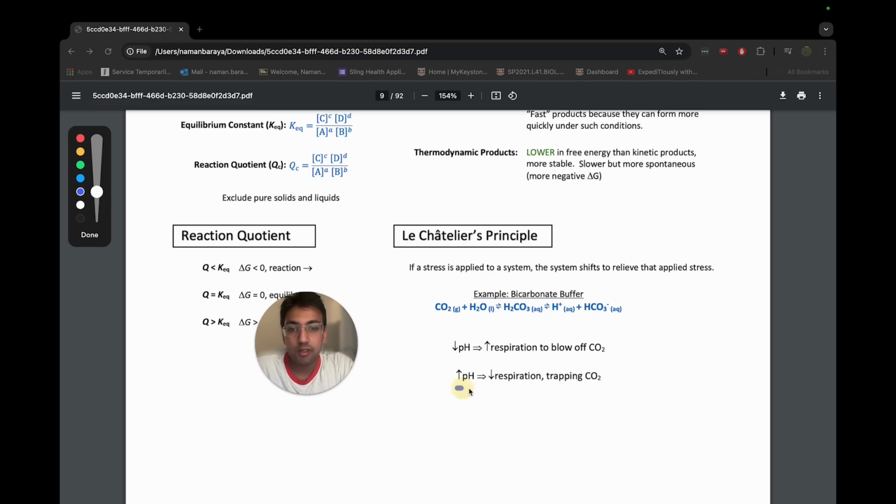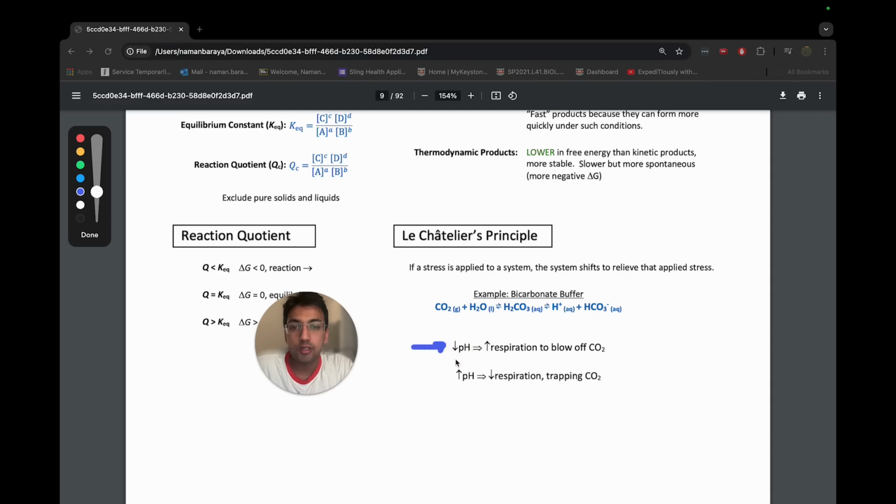So what's going to happen is, if we increase the pH, that means we're decreasing the H+, which means it's going to go this way, because we're decreasing the H+, we want to make more of it. So that's why the equation is going to go towards the right. And so that means essentially that we're going to have less respiration because we're going more this way. So that's why this is less respiration. Because we have less respiration, we're not going to breathe as much, and we're going to have more trapped CO2.